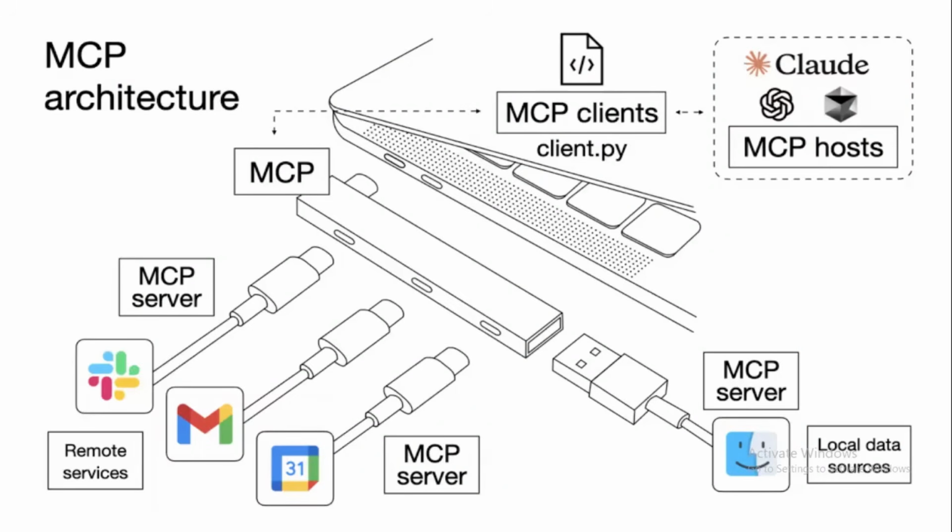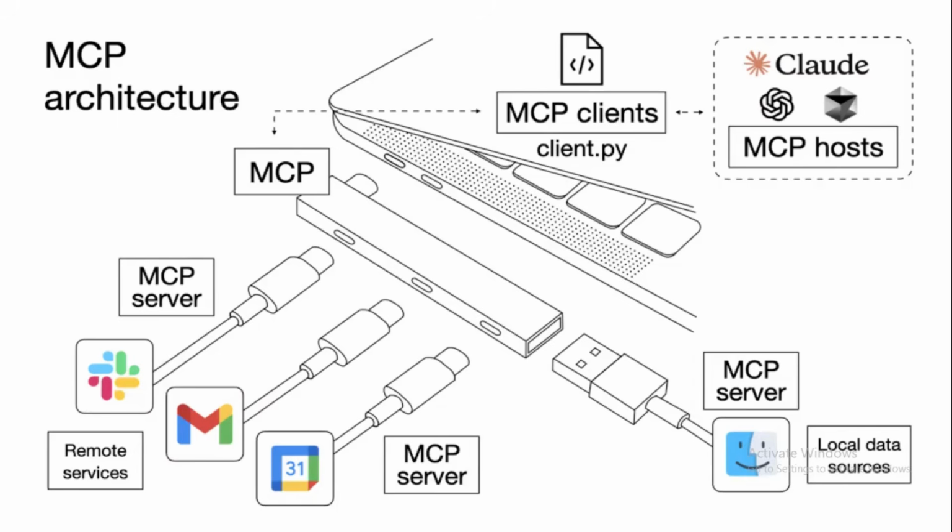Let's first try to understand the MCP architecture. Just keep in mind that the MCP client is your laptop. In your laptop there are multiple ports, for example a Type-C port, a USB port, and an HDMI port. When you connect HDMI, Type-C, or USB, you are not modifying your laptop, but you are enhancing the capability of your laptop.